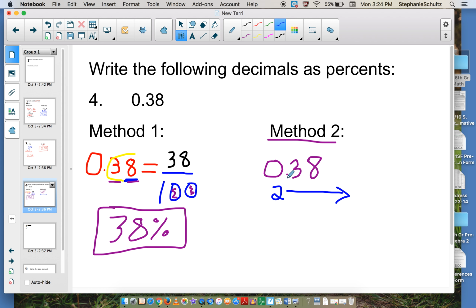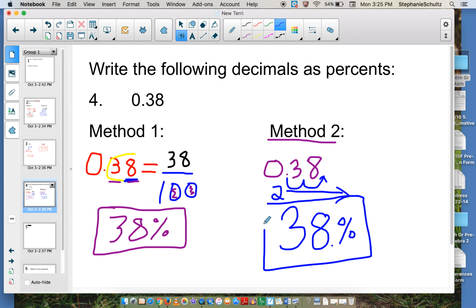This time the decimal is actually there, so we don't have to figure out where it's supposed to be. So I'm going to move it over 1, 2, and that's where my decimal is going to end up for my percent. So I've got 38 decimal. Do I need to write that decimal? No, but I can. Do I need to write the percent sign? Absolutely yes. You have to write that percent sign. Otherwise, your answer is technically wrong. So let's hope that you write that percent sign there. So 0.38 is 38%.